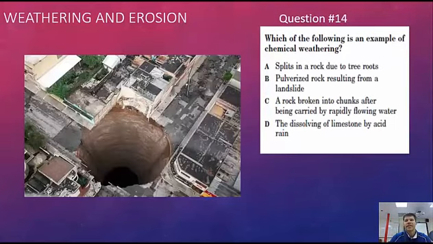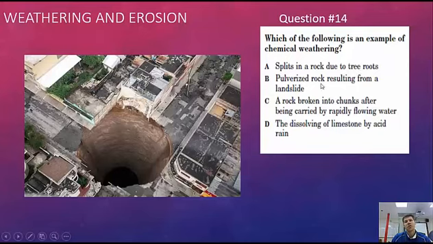Alright, which of the following is an example of chemical weathering? So splits in a rock due to tree roots. So sometimes the roots of plants can go into a rock and actually mechanically or physically break them up, but that's not a chemical reaction.